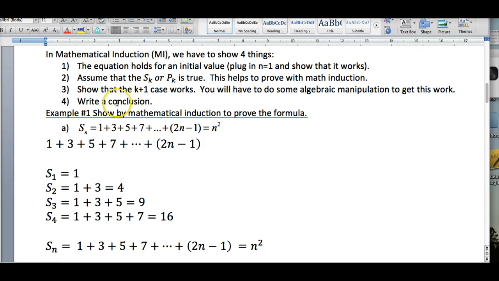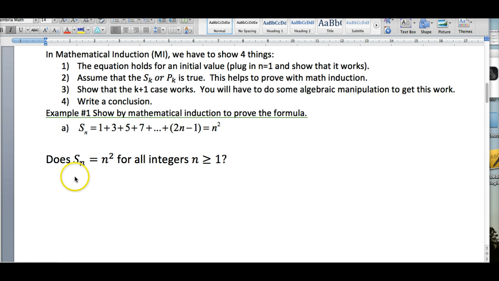Then the third thing you have to do, and this is where it gets kind of algebra heavy, you want to show that the k plus 1 case does work. So you're going to have to plug in k plus 1 sometimes to 2 sides of an equation to make it go. Then you'll do the algebraic manipulation to get it to work. The last thing is to write a conclusion. So we're going to do that now.